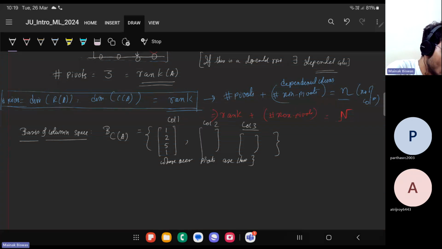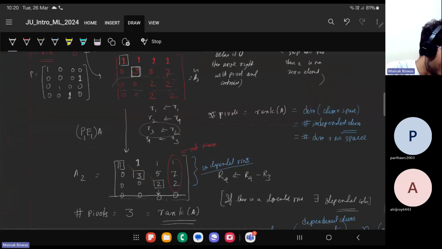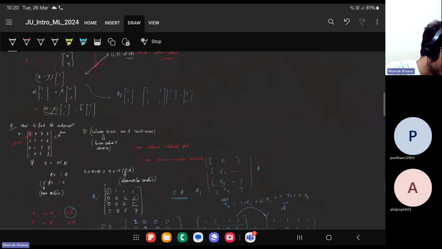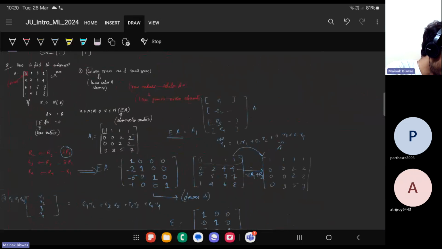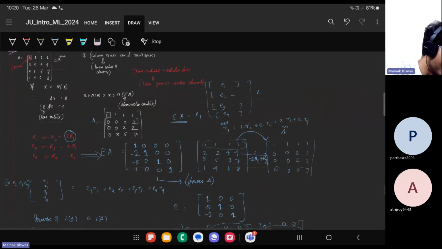Your basis can change when you do row operations. That's why I don't want to do that. I want to write in terms of the initial matrix. 1 2 2 5, 1 2 2 5 4.